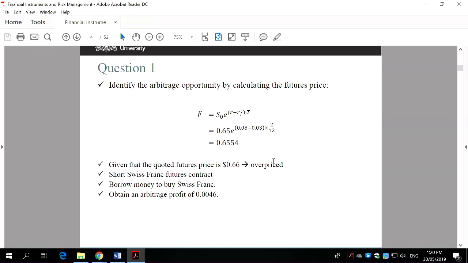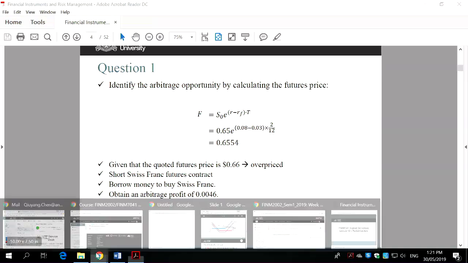So you can do something today to arbitrage away the price difference. Basically, we're going to short the Swiss franc futures contract because it's overpriced, and we're going to borrow money to buy the underlying asset, which is the Swiss franc. By doing so, we can lock in a profit of 0.0046.